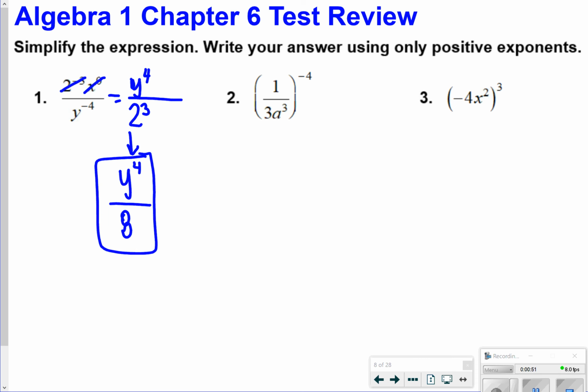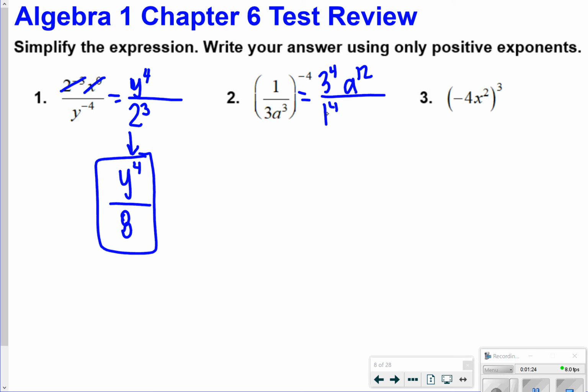For number 2, that just means when we have that negative 4 exponent, everything is going to get a negative 4 to it. So again, what I like to do is start by drawing my fraction and start distributing. 1 to the negative fourth power would be going on the bottom. If you wanted to write that, you could, but you really don't have to. 3 to the negative fourth power would be going on the top. And then a to the third to the negative fourth power, that'd make it a to the 12th power, because we're doing the power of a power property, 3 times 4 would give me 12.